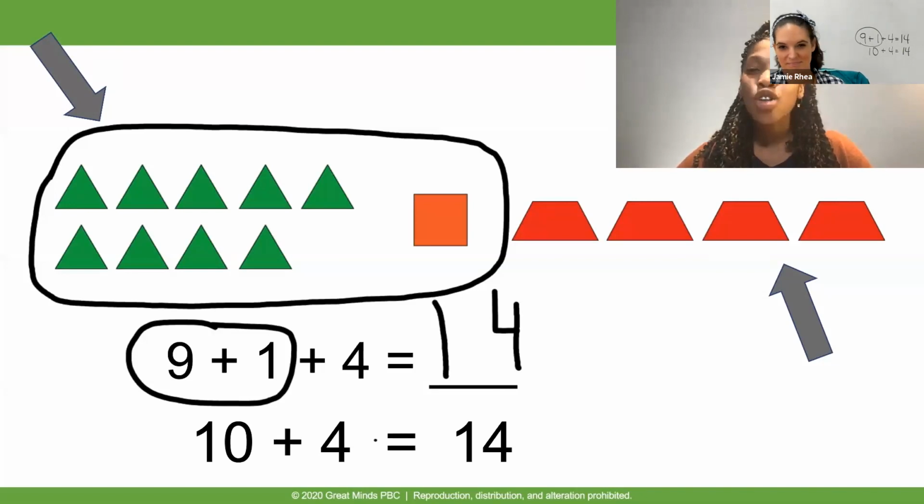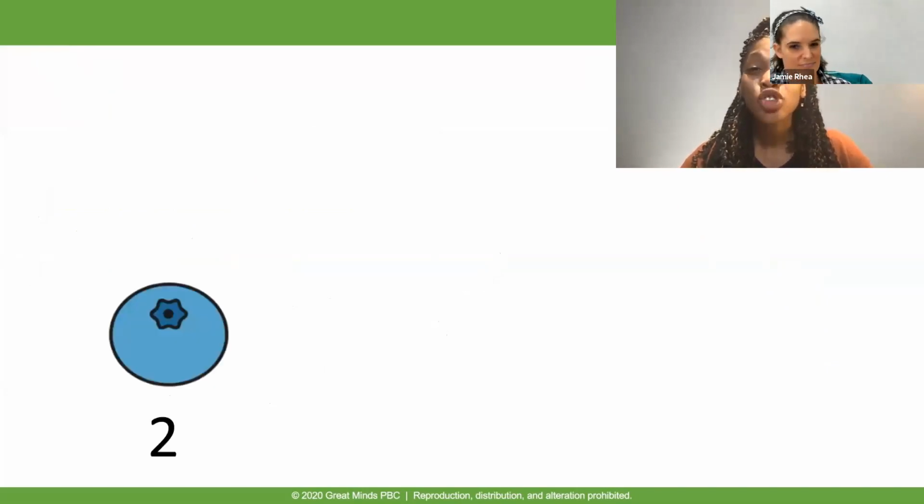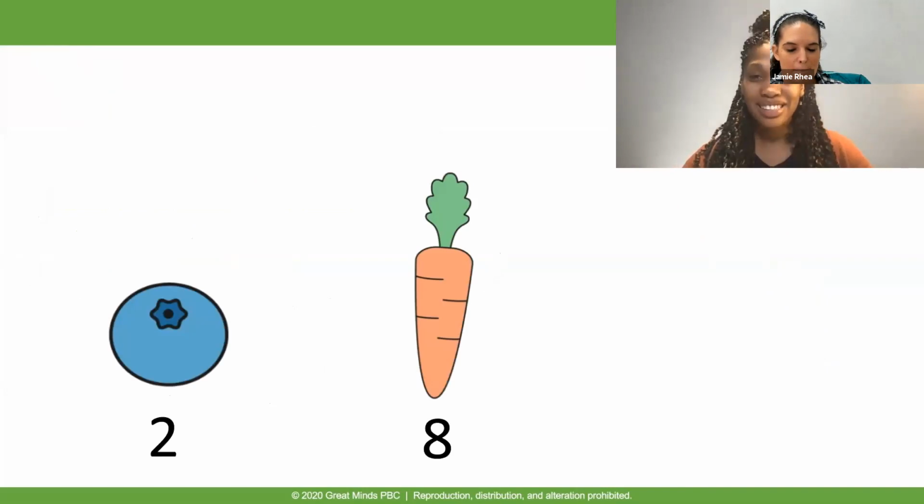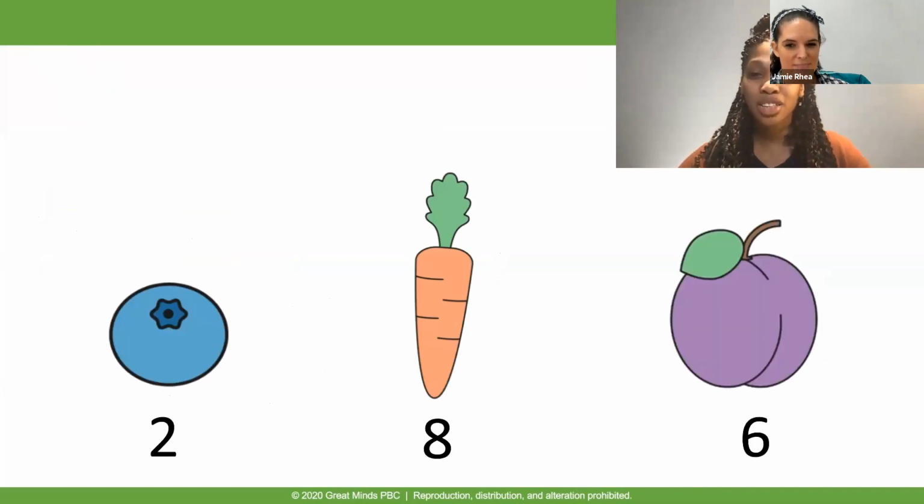Great work. We get to do one more together, and this time I have a story for you. At lunch, my friend Jason put 2 blueberries, 8 carrots and 6 plums on his tray. How many pieces of food did he have on his tray? We're going to use our pattern blocks to show the different amounts of food. Let's start with blueberries. Okay, I'm going to pause right here because we don't have pattern blocks to show. But can we draw a simple math drawing to show this?